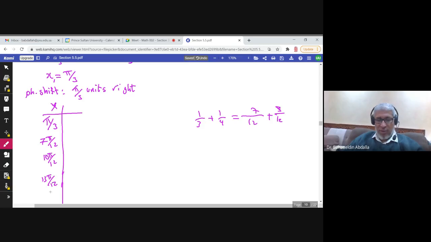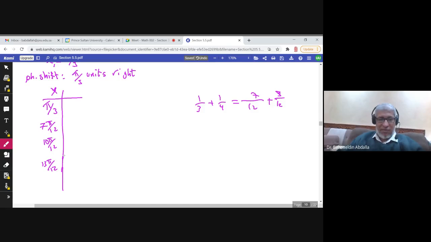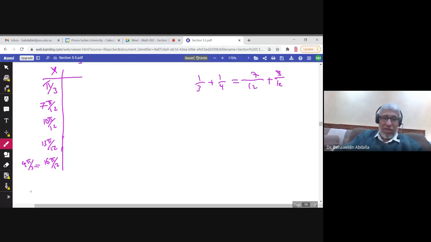You can do that by the calculator. I know you don't like these fractions. Plus 3 over 12, so 16 pi over 12. And 16 pi over 12, if you divide by 4, you can write it as 4 pi over 3. Please check your answer now.